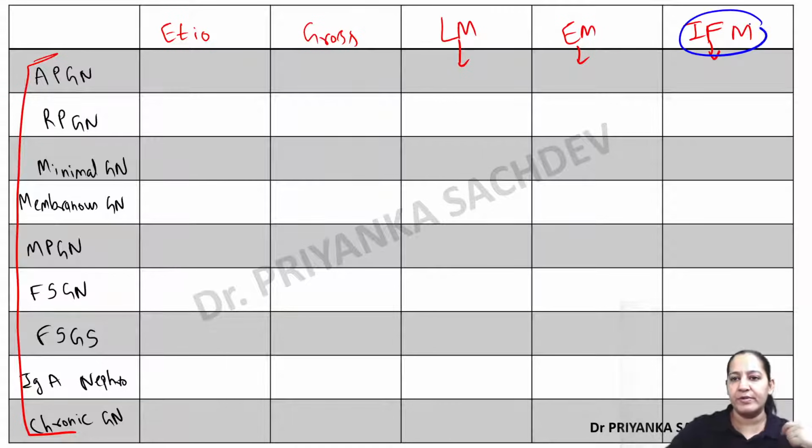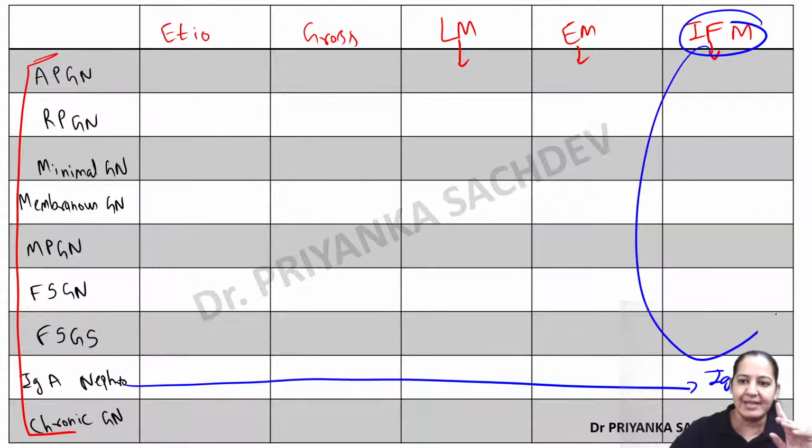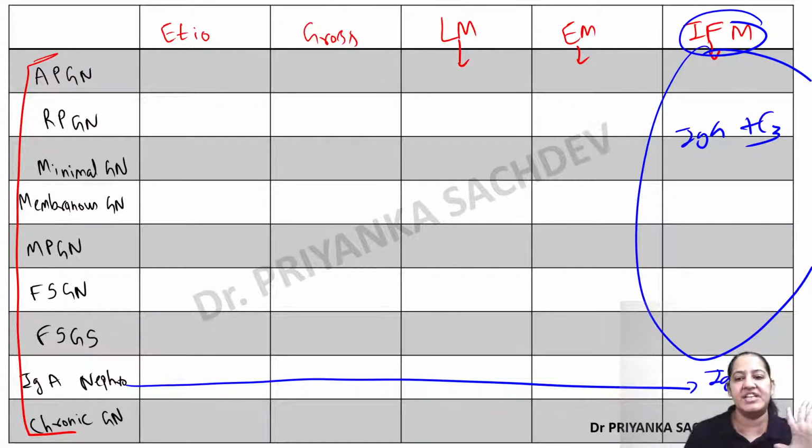Let me start with immunofluorescence, the easiest one. The only thing I would like to say is that in IgA nephropathy, immunofluorescence contains IgA. Apart from it, everyone else contains IgG plus C3. Only IgA nephropathy has IgA with or without IgG. So that is the summary of immunofluorescence. Do you agree with this summary?